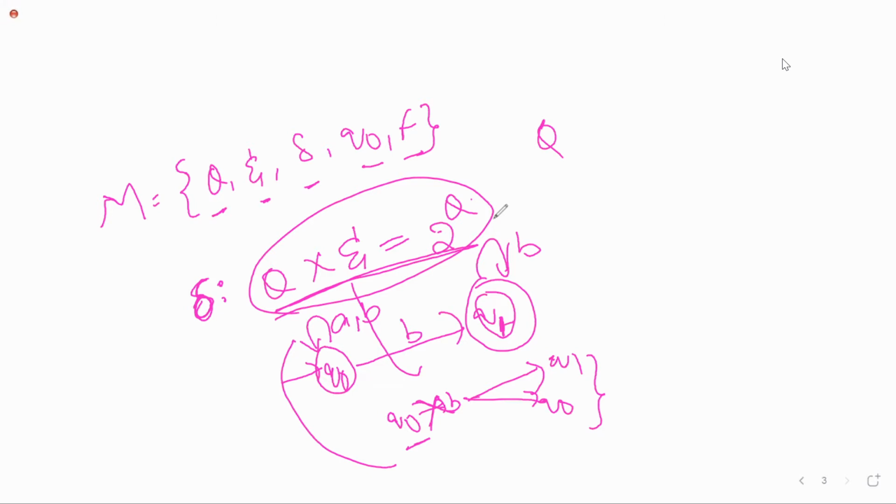Okay, got it, ma'am? Got it. Ma'am, how is it going to Q naught? It is Q naught on B, no, ma'am. Q naught on B is going to where? You said Q naught on B is going to Q1 and Q naught also, no, ma'am. Yes, in the diagram they have given like that.